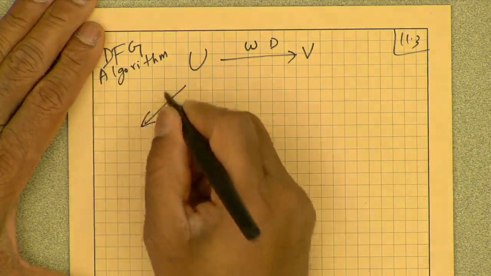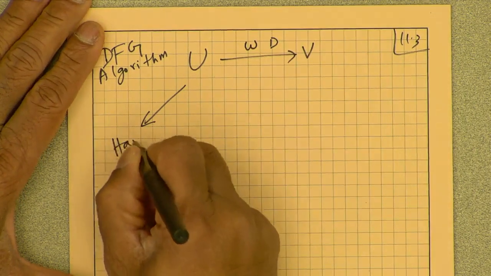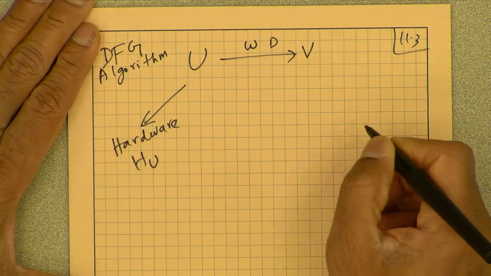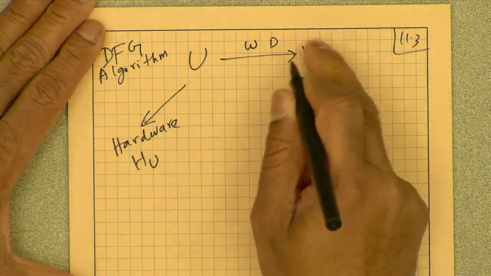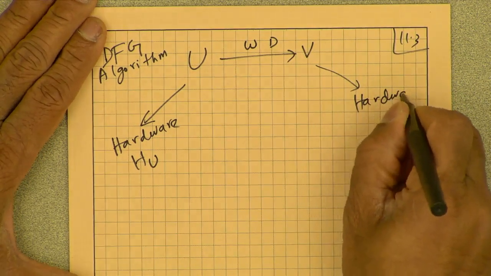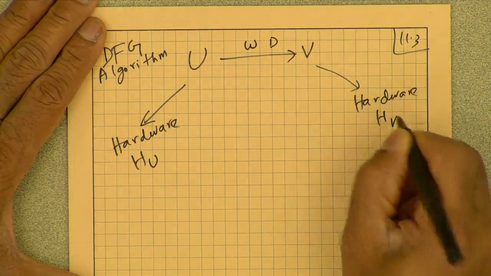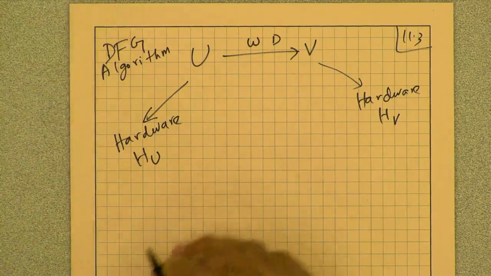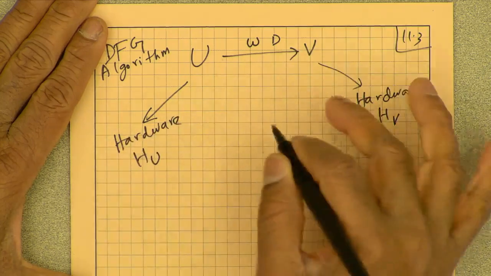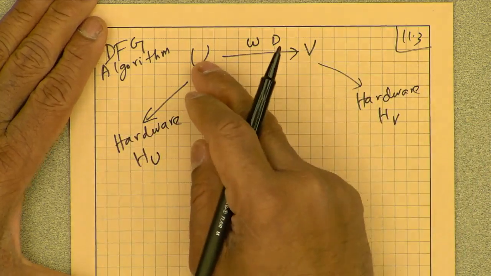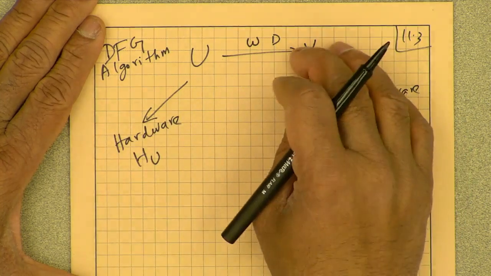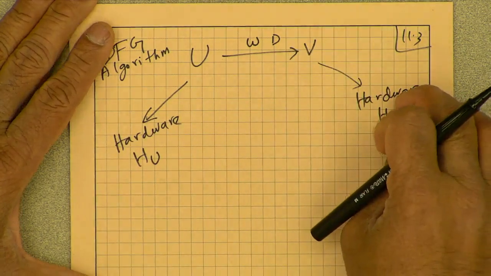So the type U is mapped to hardware functional unit HU. The element type V is mapped to hardware element HV. So for example, if I thought of each multiply as a separate type, and each add as a separate type, these were separate data paths, and U was a multiplication operation, that would go to the multiplication data path. If V was an add, that would go to an adder data path.